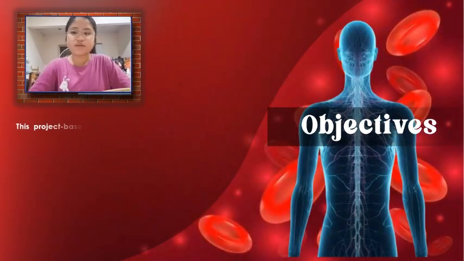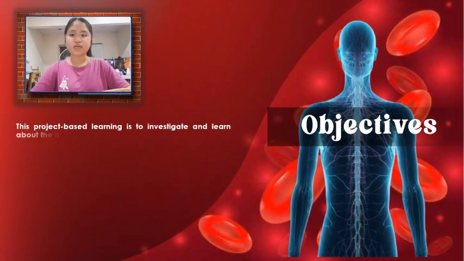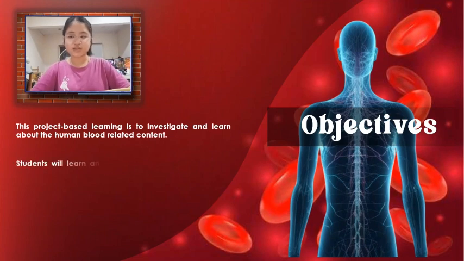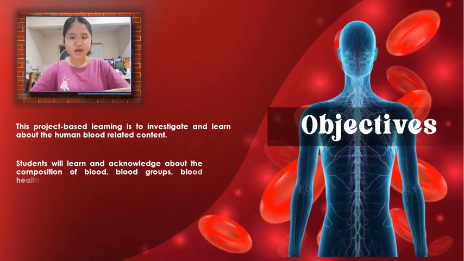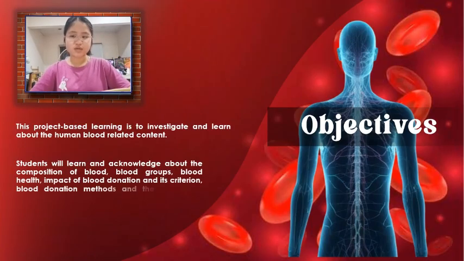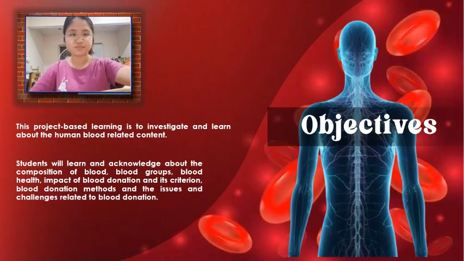Objectives. This project-based learning is to investigate and learn about the human blood-related content. Students will learn and acknowledge about the composition of blood, blood groups, blood health, impacts of blood donation, and its criterion, along with blood donation methods and the issues and challenges related to blood donation.